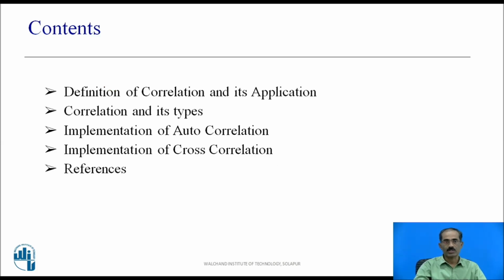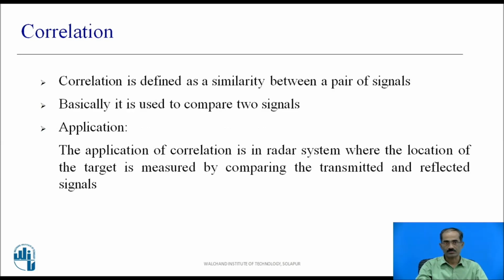These are some of the contents. Start with the definition of correlation and its application, types, implementation of auto and cross correlation, and references. Let us start with the definition. Correlation is defined as a similarity between a pair of signals. Basically, it is used to compare two signals.